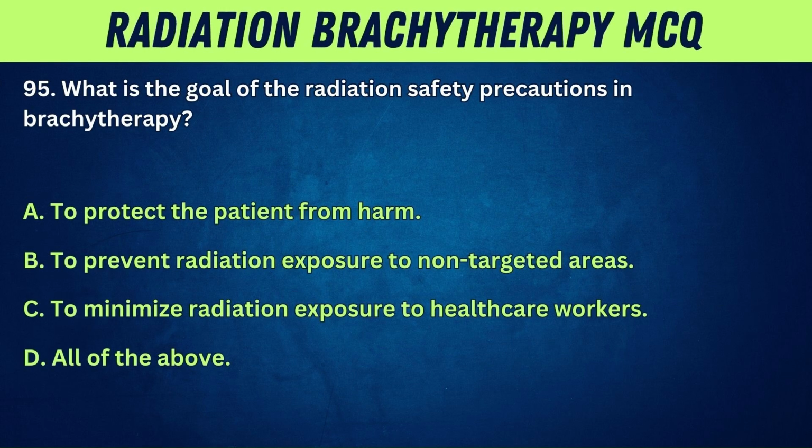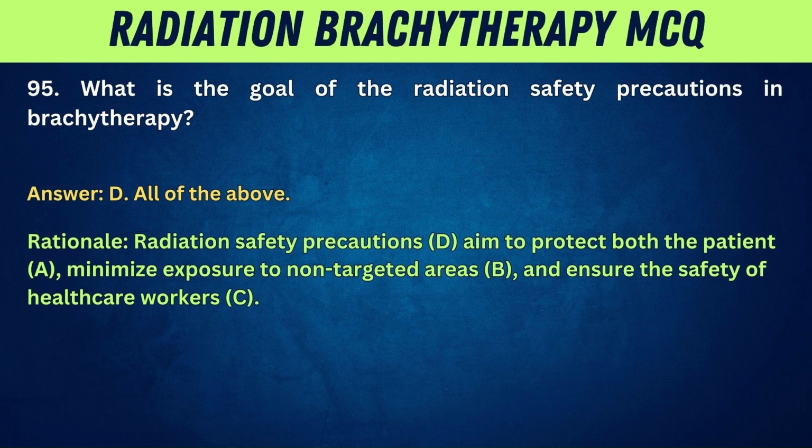95. What is the goal of the radiation safety precautions in brachytherapy? A, to protect the patient from harm. B, to prevent radiation exposure to non-targeted areas. C, to minimize radiation exposure to healthcare workers. D, all of the above.